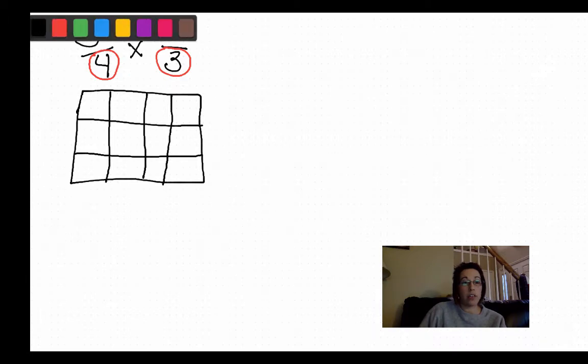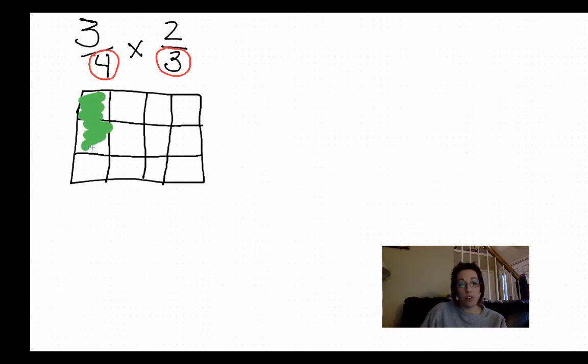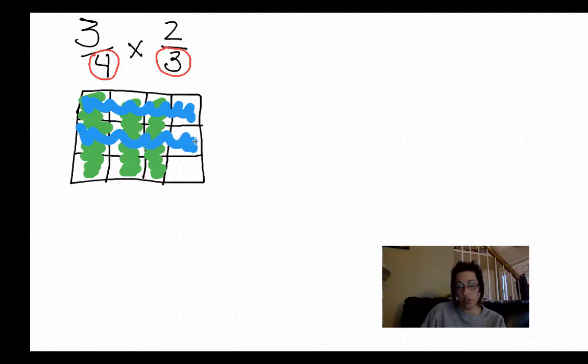So I'm going to get a little tool. I'm going to shade my fourths in green, and I want to shade 3/4. So there's 1/4, 2/4, 3/4. I'm going to change to blue, and I'll shade my thirds in blue. 1/3, 2/3. Now, this helps me see this part up here is 2/3 of my one whole.